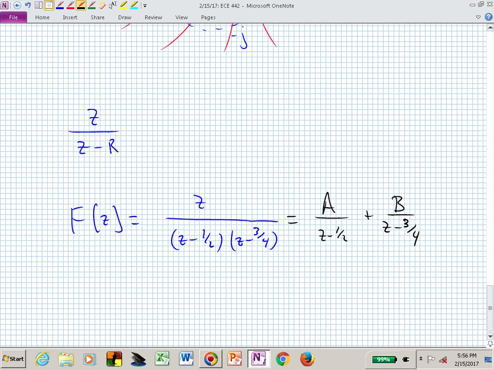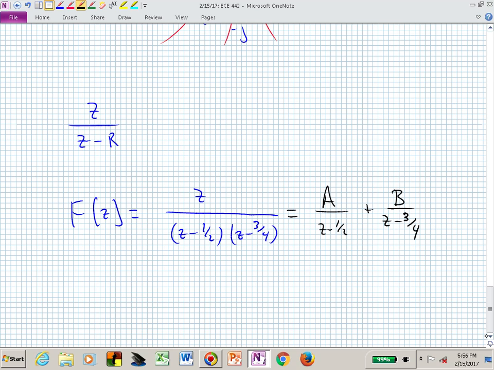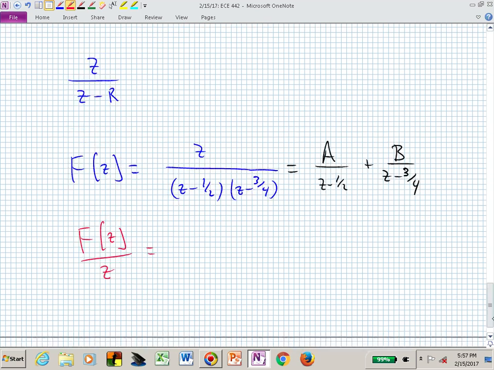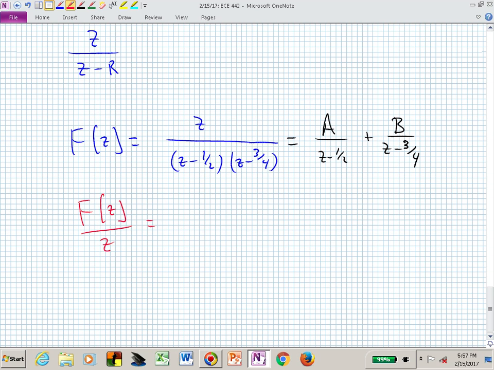We want to end up with a z sitting up on top, and the way to do that is to essentially, what if we put that z in the denominator of f of z? So now we just divide both sides by z, and we now on the right-hand side have that.